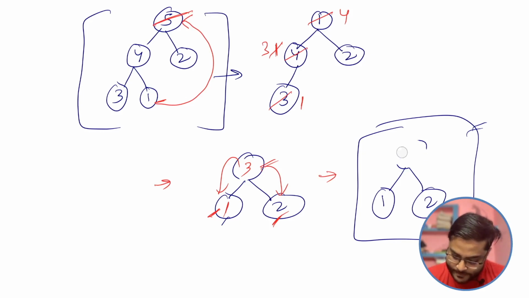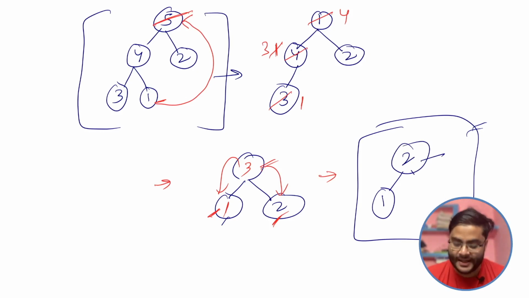So remove 3. Now what will I put? I will put 2 here. Now 2 is a parent, 1 is a child, and parent is greater than child. So no need to do anything.